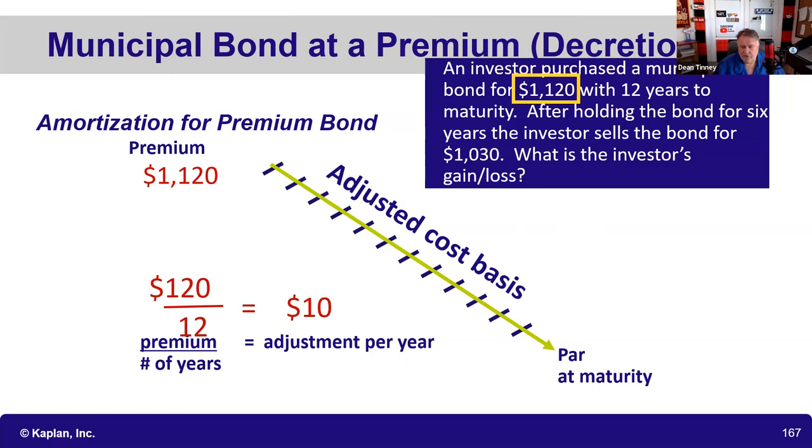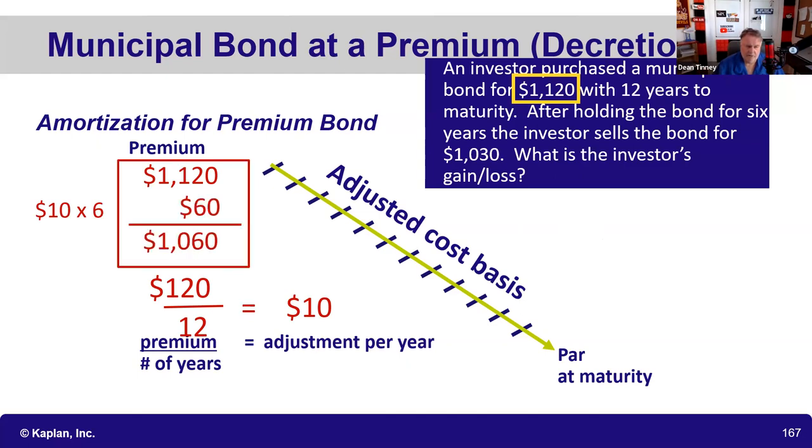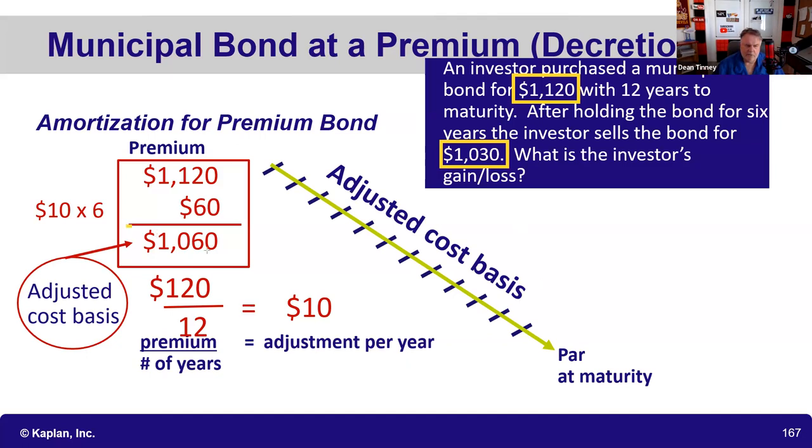Now, as you recall, the question said that we've held it for 6 years. So if we've been writing down $10 for 6 years, our adjusted cost base is $1,060, right? That's what our adjusted cost base is. And then it says we sell for $1,030. So if our adjusted cost base is 1,060 and we sell for 1,030, it looks like we have a $30 loss.